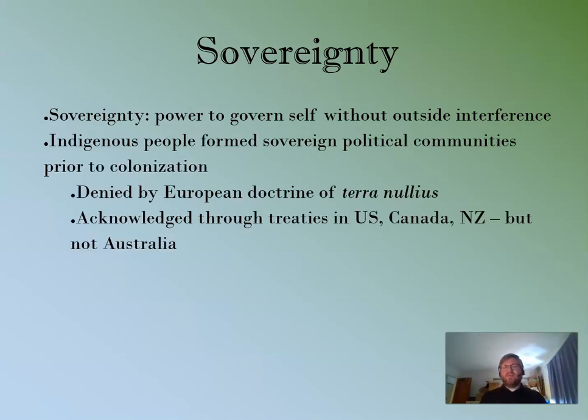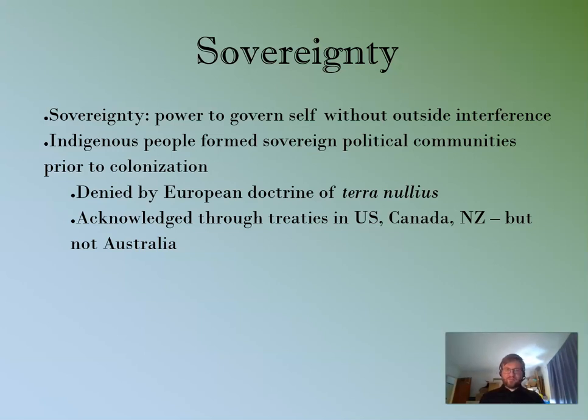So Indigenous people formed sovereign political communities prior to colonization. So before 1492, when Europeans started showing up and trying to take over in the Americas, Indigenous people had their own sovereign communities, that they governed themselves, that they took care of their own people and land. They had systems of governance, they had laws, they had people in authority to make decisions, and all those kinds of things.